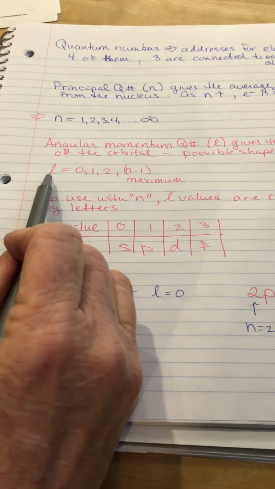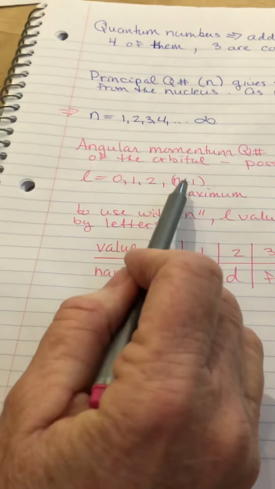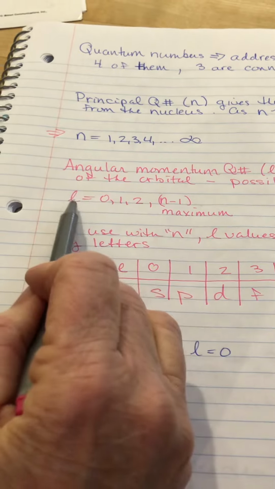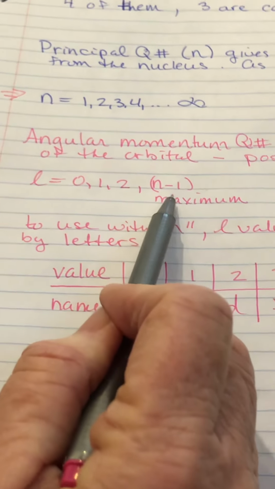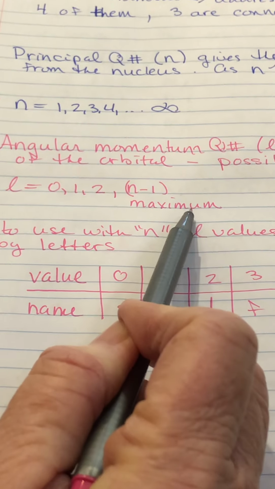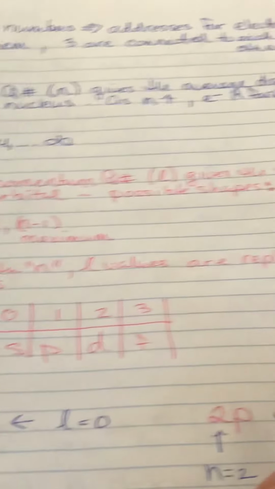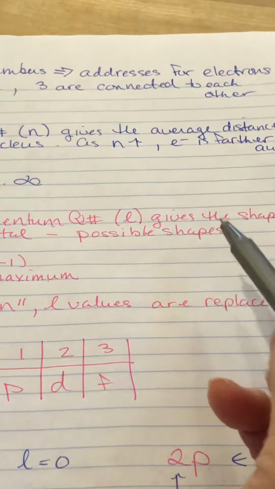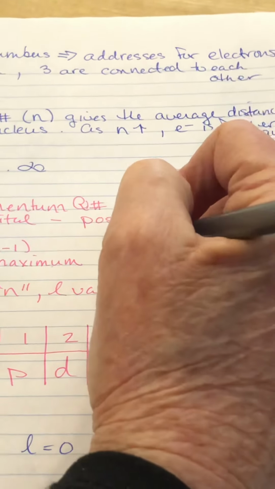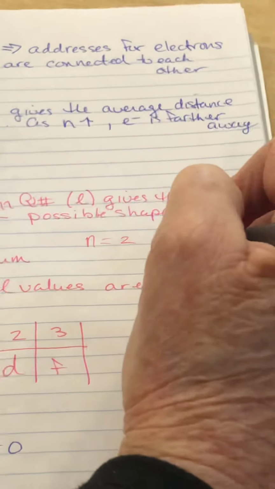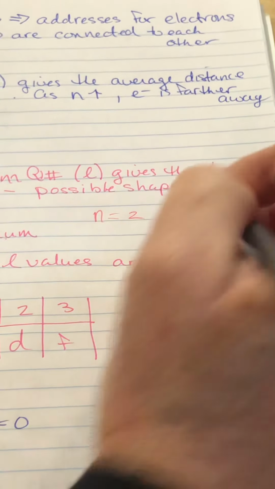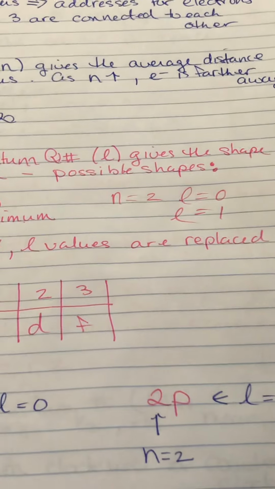Okay, the values for the L quantum number are dependent upon the N quantum number. They start at 0, 1, 2, up to however many, but they go to a maximum of n minus 1. So say if n equals 2, your L value can be 0 or your L value can be 1. You can have either of those values.